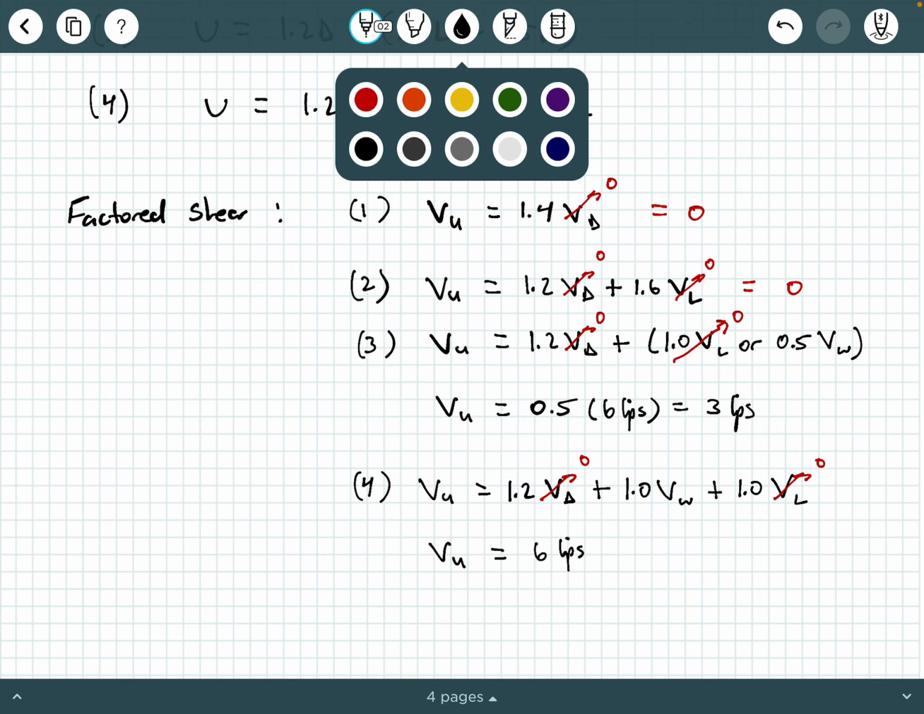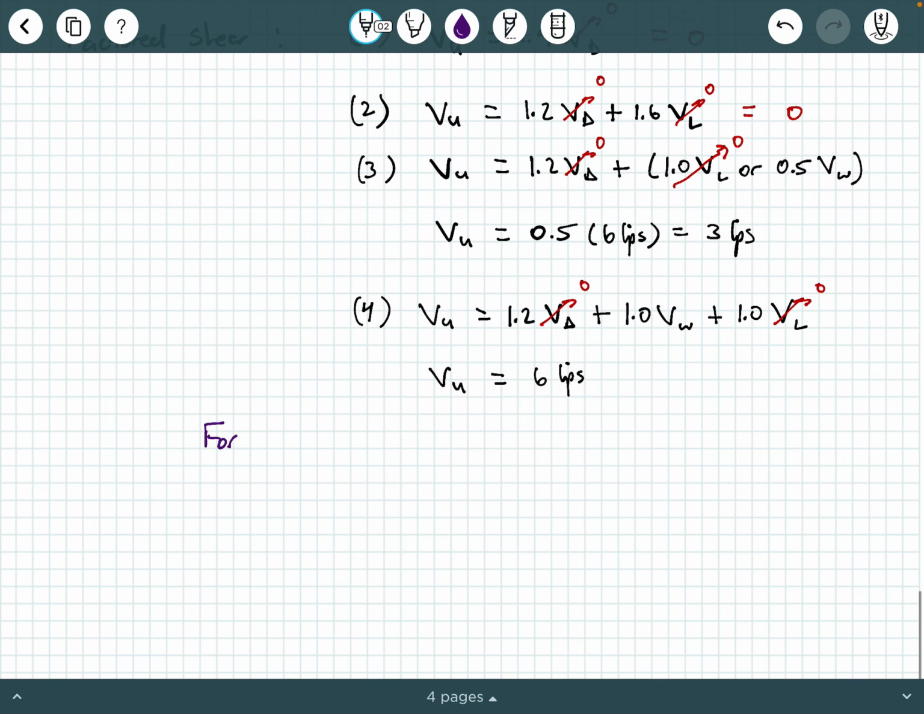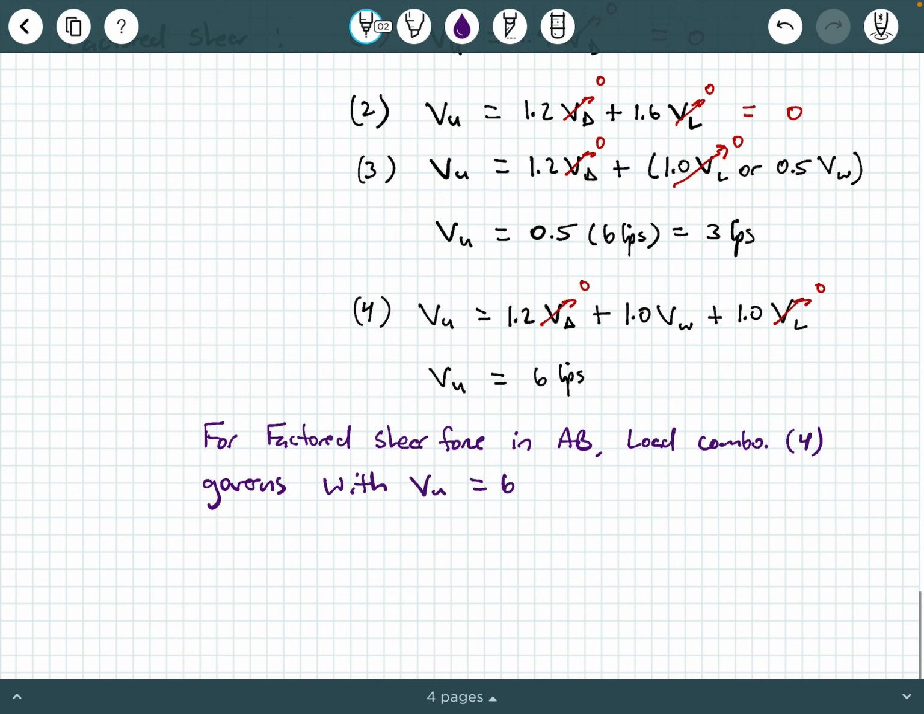So for factored shear, we'll make a note here. For factored shear force in that member AB, load combo 4 governs with VU equals 6 kips. So that's one of our answers.